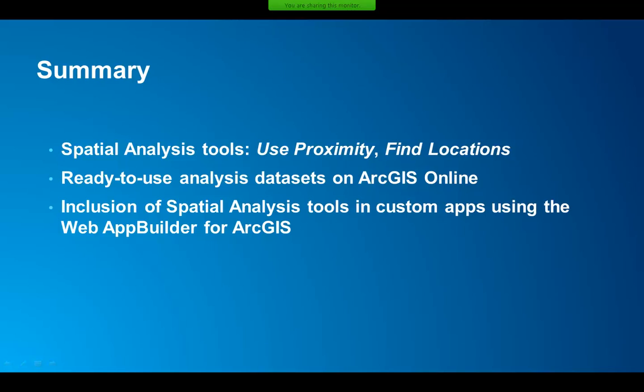So to sum up our discussion today, there are a number of tools available in ArcGIS Online that you can use for elevation and network analysis research. Specifically, we discussed select analysis tools available in the Use Proximity and Find Locations toolsets, which together allow you to perform terrain, hydrology, and network analysis in ArcGIS Online. We also discussed how these tools access ready-to-use datasets from ArcGIS Online, allowing you to perform analysis quickly without necessarily needing to prepare data beforehand.